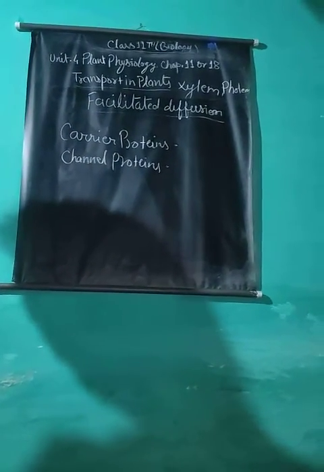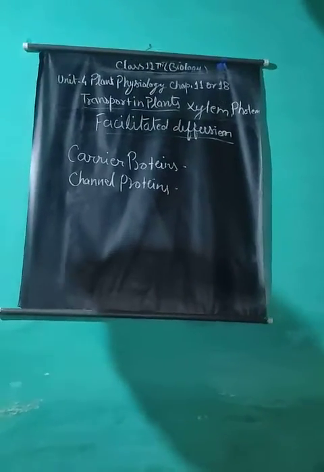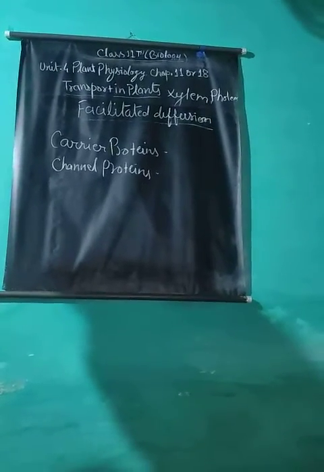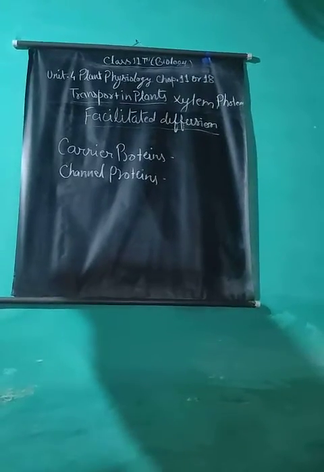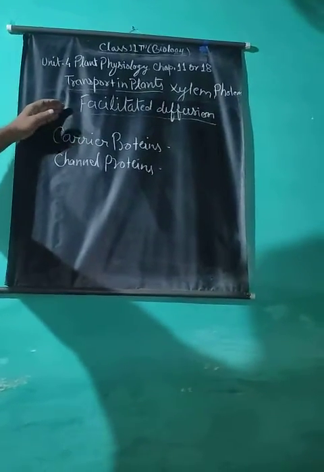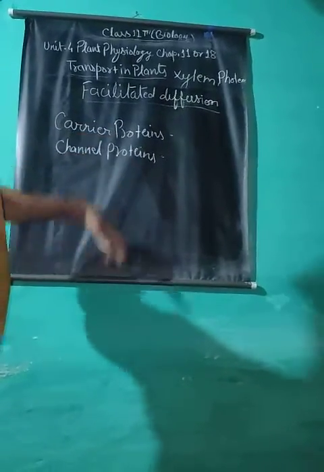Carrier proteins bind to a particular solute to be transported and deliver it to the other side of the cell membrane. Channel proteins allow diffusion of solutes of an appropriate size. A carrier protein binds with the substance and forms a substance-protein complex, which is broken on the inner side of the membrane. Channel proteins provide a channel or pathway for the entrance of molecules of a particular size.